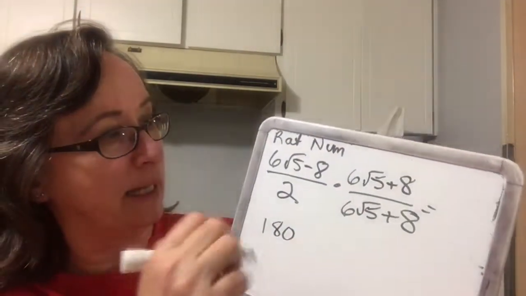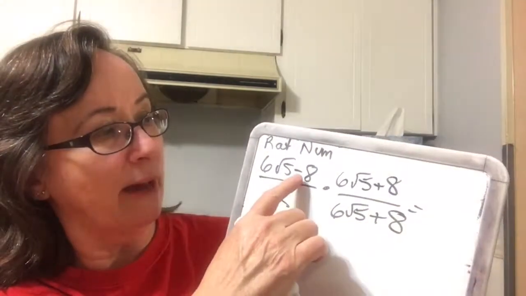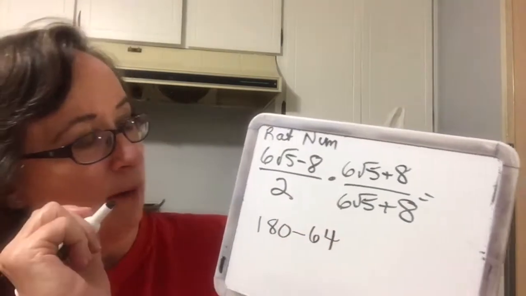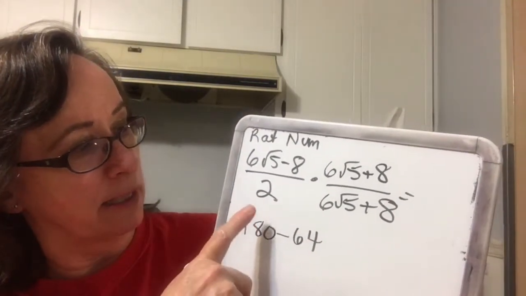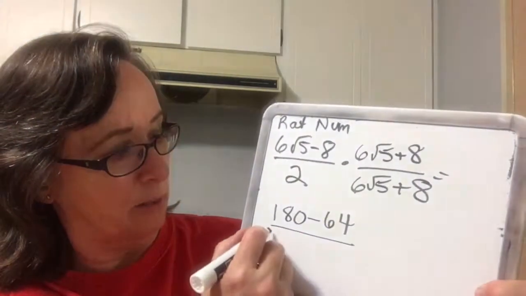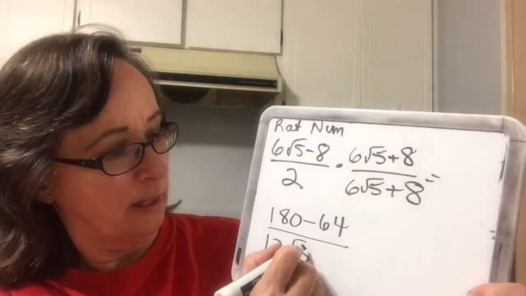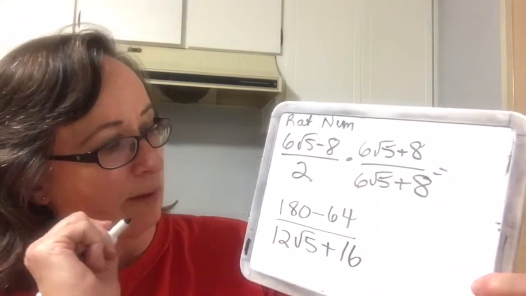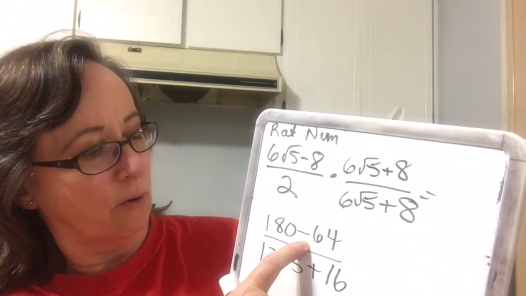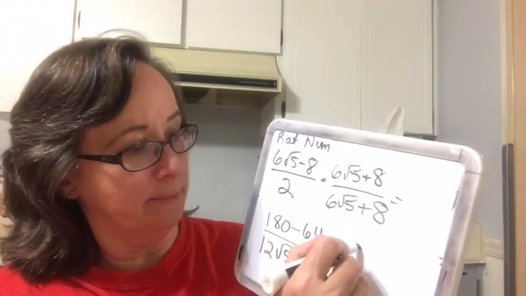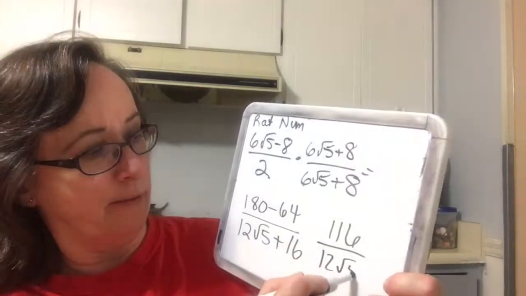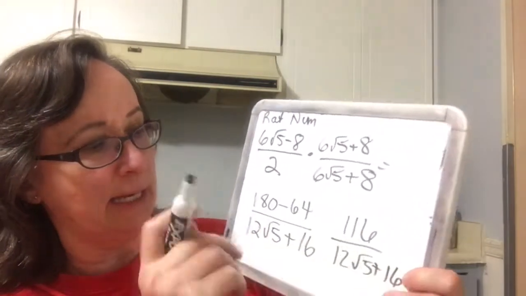Okay? And then we're going to have minus the last term squared. All right? And then the denominator is going to be 2 times 6 square root of 5 is 12 square root of 5 plus 16. Okay, so the numerator is now going to be 116 over 12 square root of 5 plus 16.